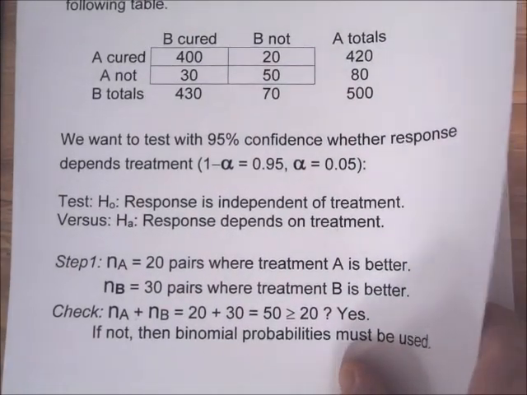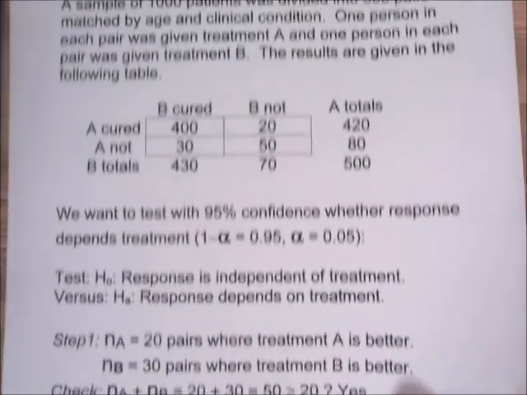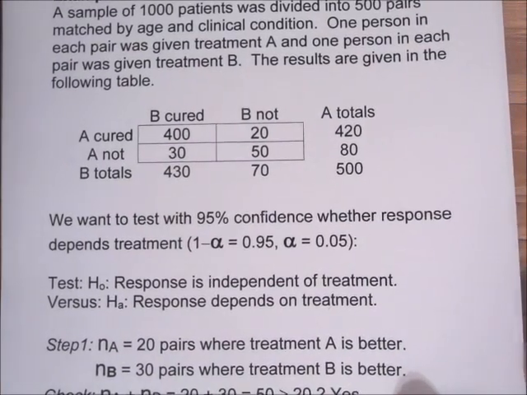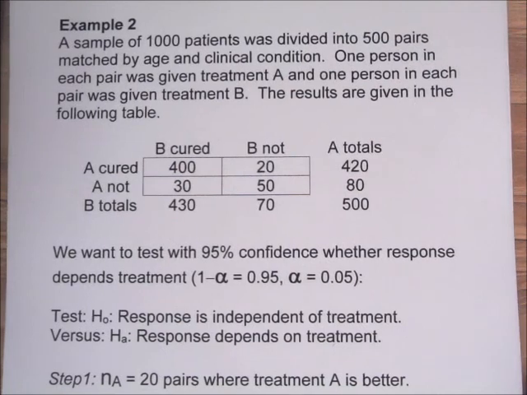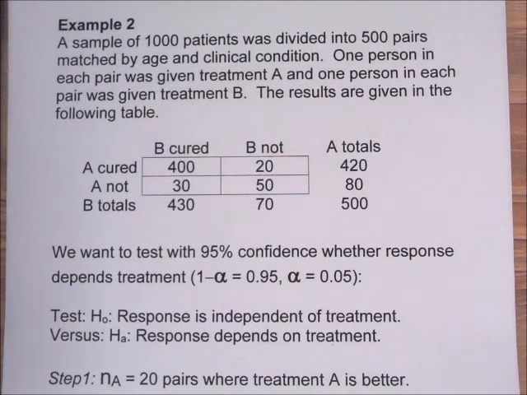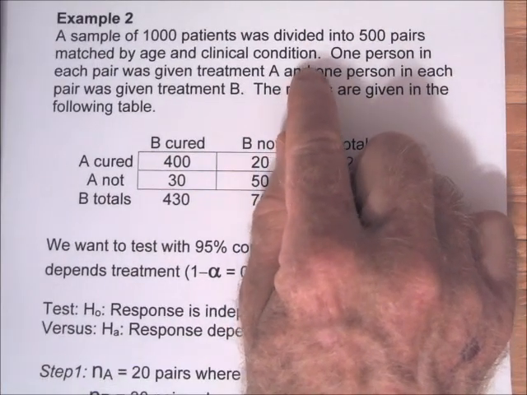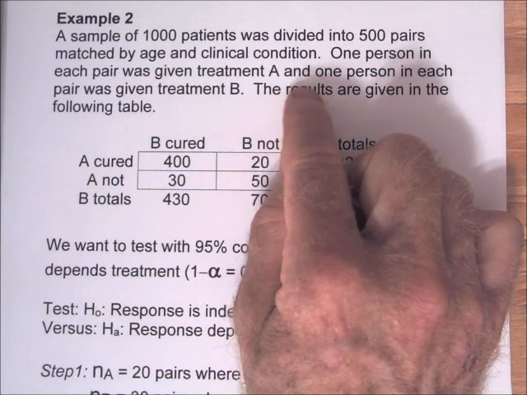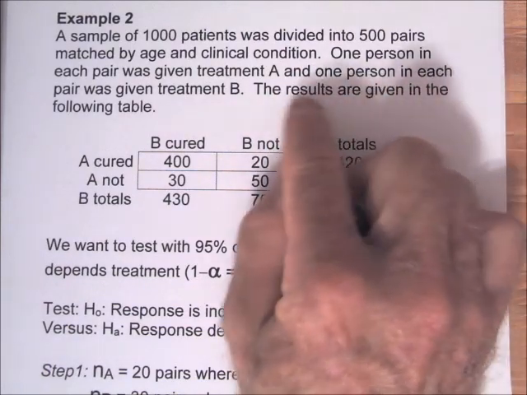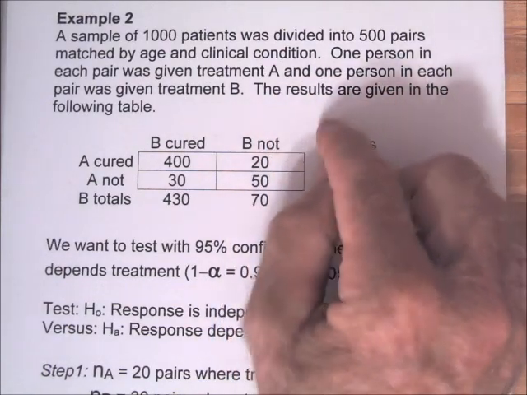Okay, you can also have paired data for proportions. A sample of 1,000 patients was divided into 500 pairs, matched by age and clinical condition. One person in each pair was given treatment A, one person in each pair was given treatment B, and the results are given in the table.